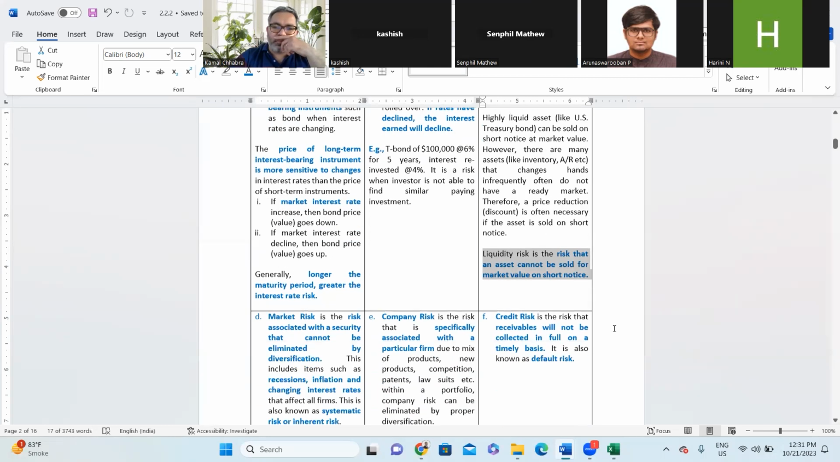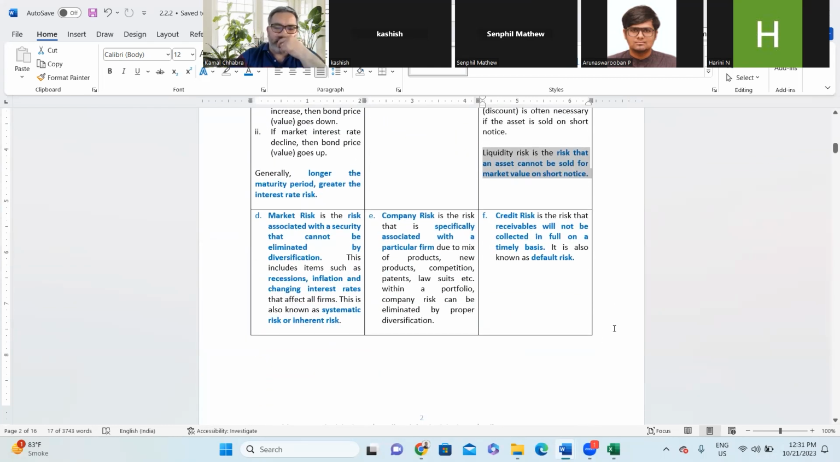Fourth is market risk. Market risk is the risk associated with the security that cannot be eliminated by diversification. This includes items such as recession, inflation, and change in interest rate that affect the firm. This is also known as systematic risk or inherent risk. Market risk is the risk which exists in the respective market.